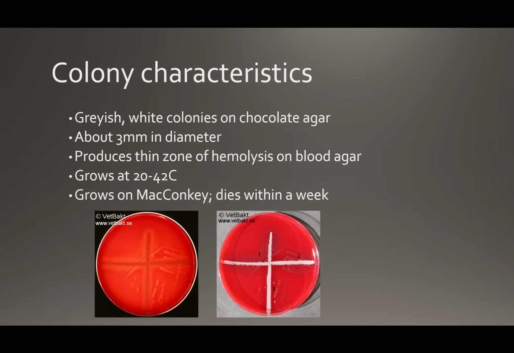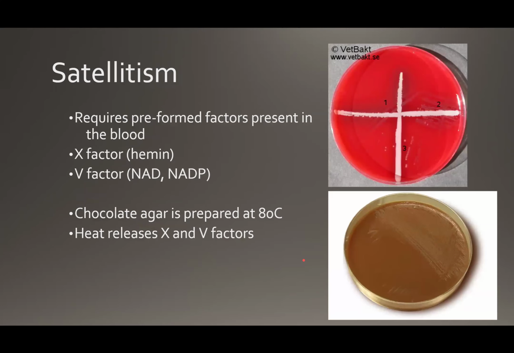If we look at this image below, we can see some hemolysis on the blood agar. They can grow at 20 to 42 degrees, and on MacConkey they can also grow, but they will die within a week. They exhibit a characteristic known as satellitism, and this is with the help of a helper bacteria. For example, it could be Staphylococcus aureus.